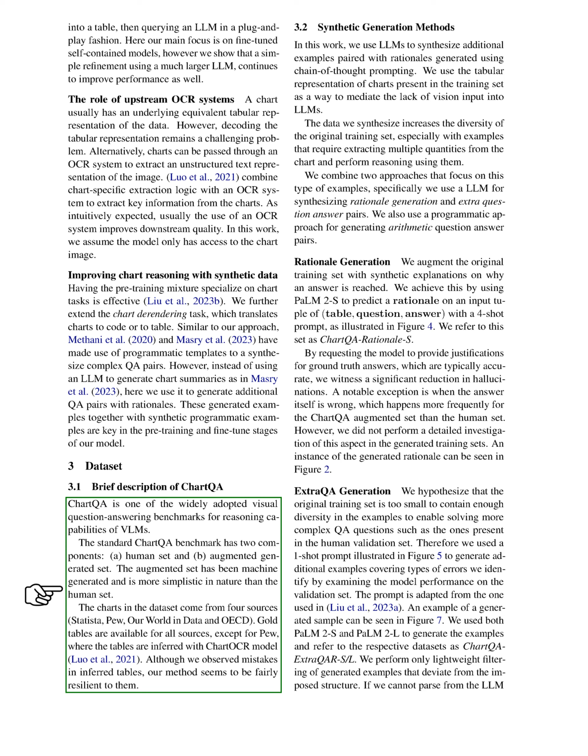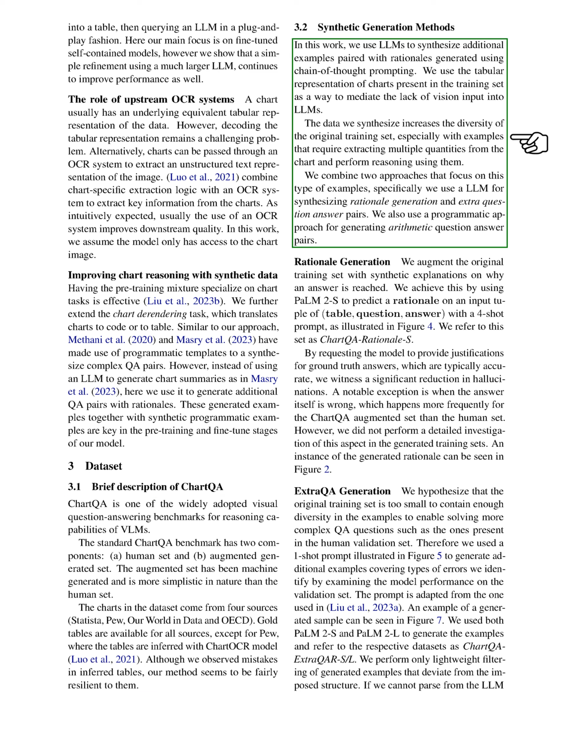ChartQA is a widely used benchmark for testing the reasoning abilities of visual language models, VLMs. It consists of a human-generated set and an augmented set, which is simpler and machine-generated. The dataset includes charts from various sources, with gold tables available for most sources. We also use a chart OCR model to infer tables for the Pew source, despite some errors in the inferred tables.